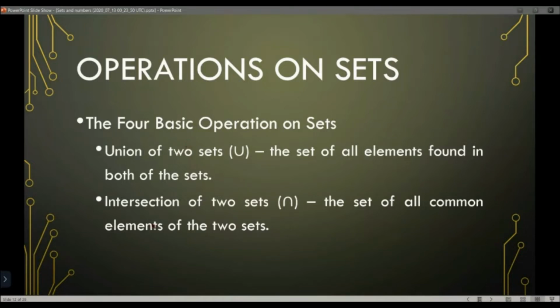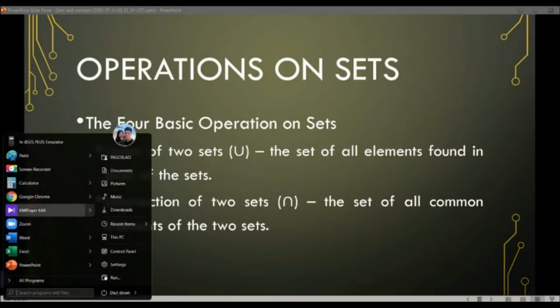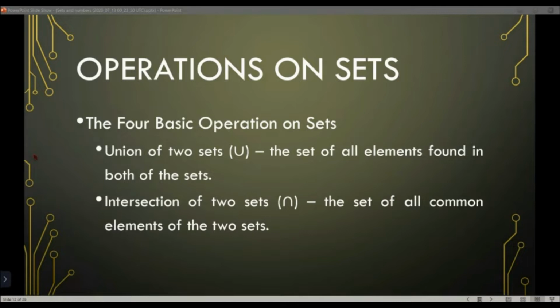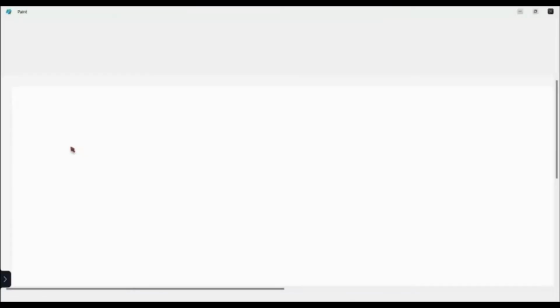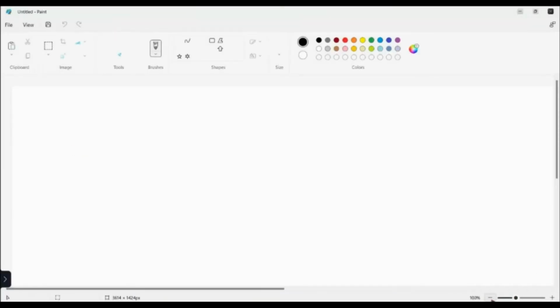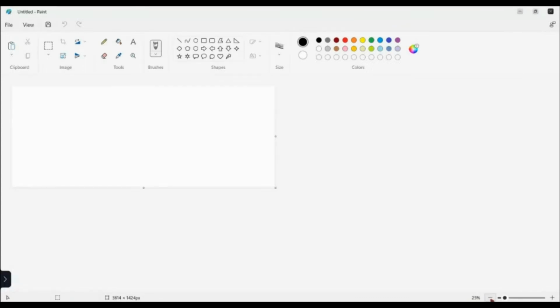Let me just prepare my Venn diagram. Here, I need more space, no? Wait lang.